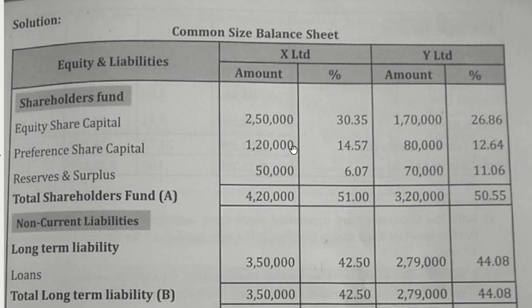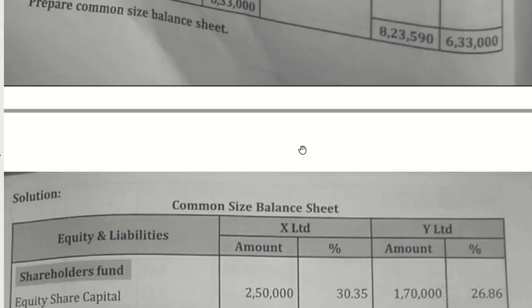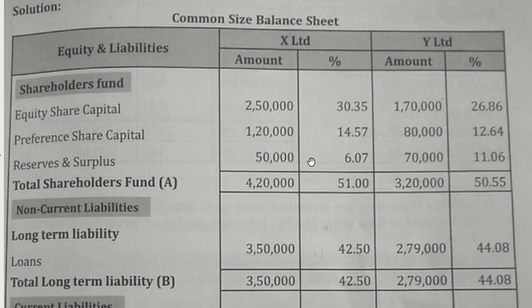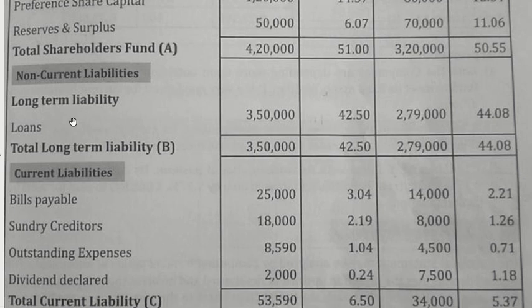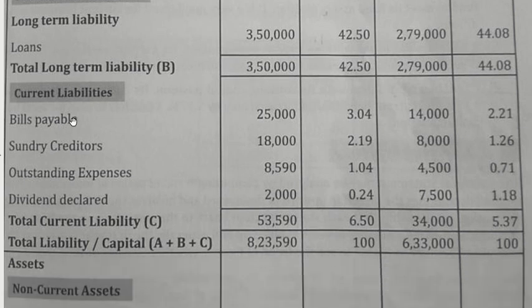Preference share capital 1,20,000 divided by 8,23,590, you get 14.57. In this question I will go company by company. Reserves and surplus 50,000 divided by 8,23,590, 6.07 is your answer. So you total up your shareholders fund. Now you move on to your non-current liabilities. Under long-term liabilities, loans 3,50,000 divided by 8,23,590, you get 42.50. Then we move on to current liabilities.